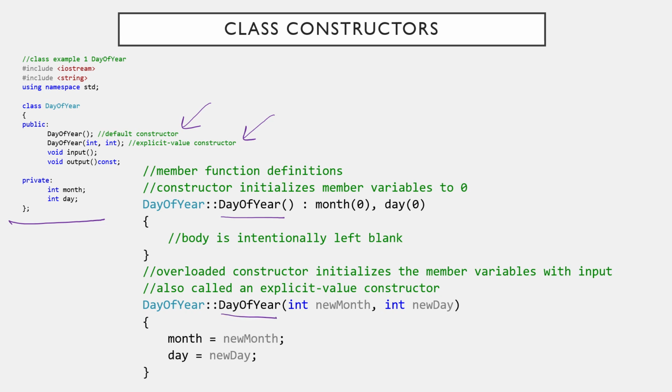There's two ways to construct objects of class DayOfYear. One is the default, which has a silly date of 00, and the other is to pass the month and the day.